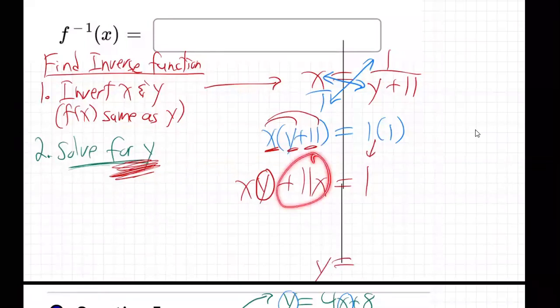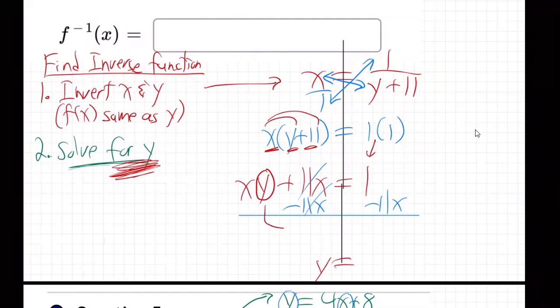So get rid of this 11x. Get rid of this other x so that I can be alone, right? Remember, that's where we're going, trying to get him alone. He's the big baby, trying to isolate him. So subtract 11x from both sides, right? Boom, boom. So then bring this down. X, y equals what? 1 minus 11x.